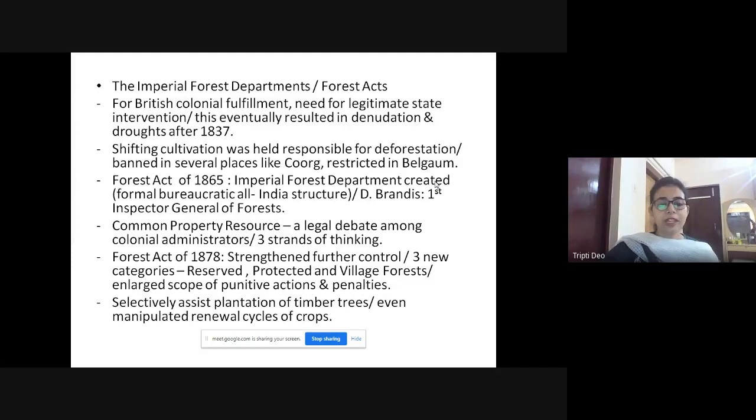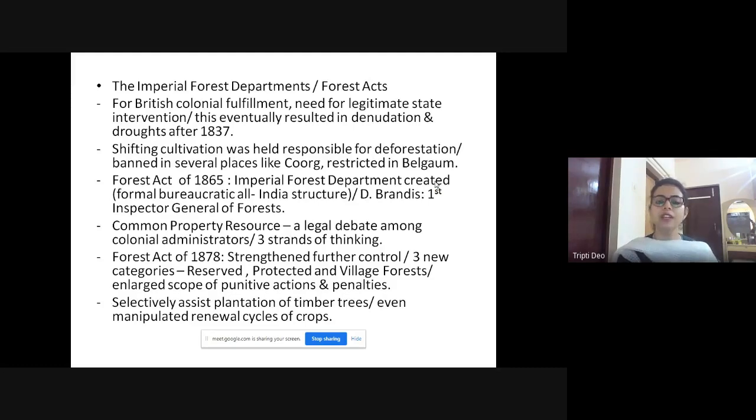Yes, shifting cultivation. Ab is shifting cultivation ko jhoom bhi bolte hain, bahut sare naam se ye jana jata hai different state mein, where cultivation doesn't happen at one place, you know, you keep shifting to different lands, right? So shifting cultivation was held responsible for deforestation. So you have to also understand that the Britishers were trying to use any rationale to justify anything of doing or not doing by saying that this is not a good practice, this is a bad practice.